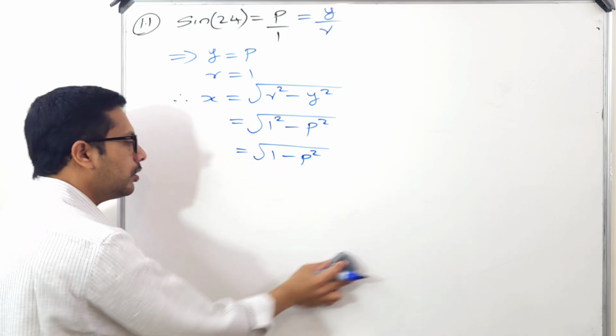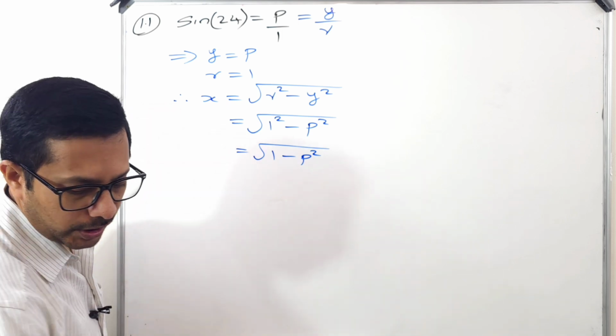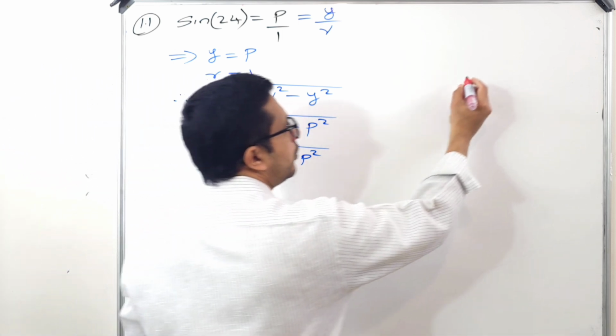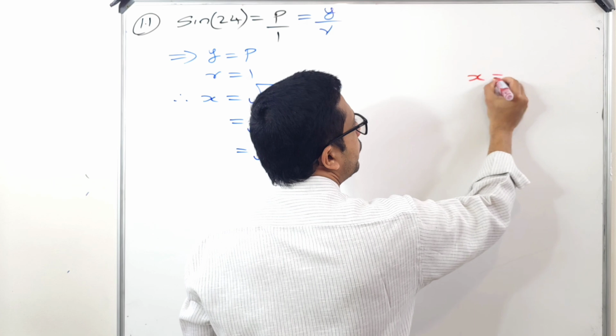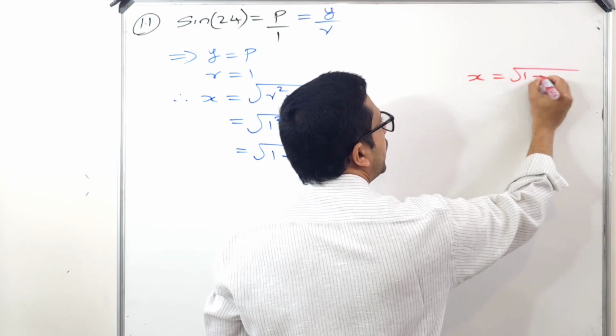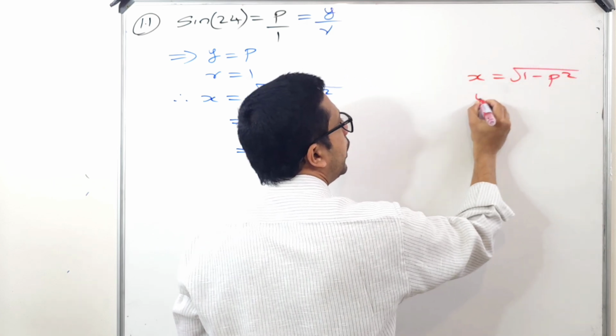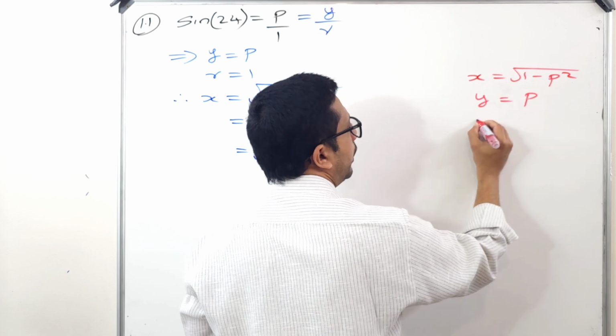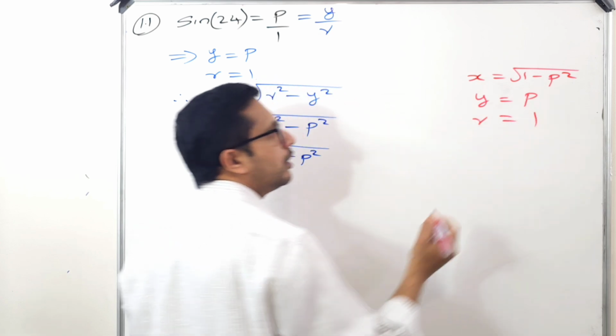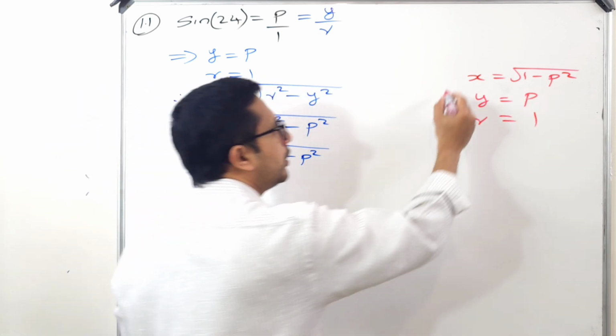Okay. So let's write once more somewhere here on the right side. What are the values of x, y and r? X we got square root of 1 minus p square. Y is p, and what is the value of r? R is 1. Okay, so just leave it there.